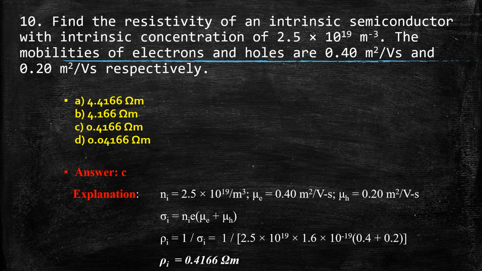The answer is C. We find out the conductivity given by Nie into mu E plus mu H, from which we find the resistivity rho I to be 0.4166 ohm meter.